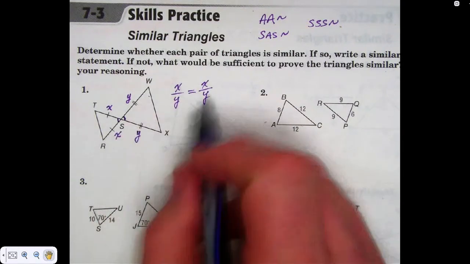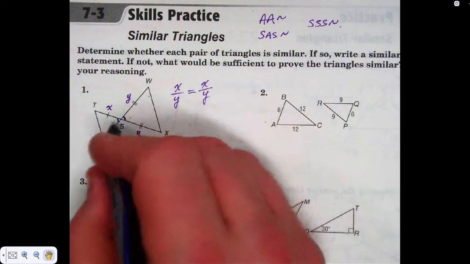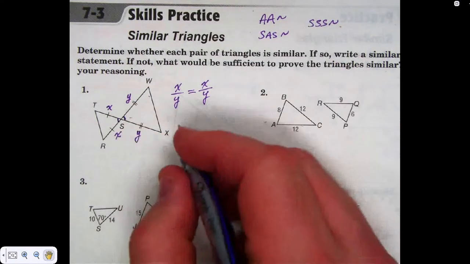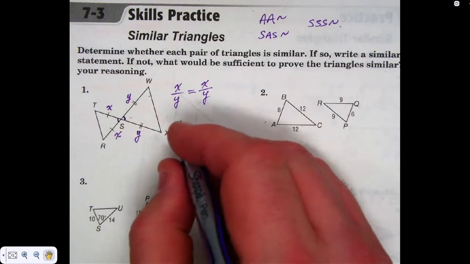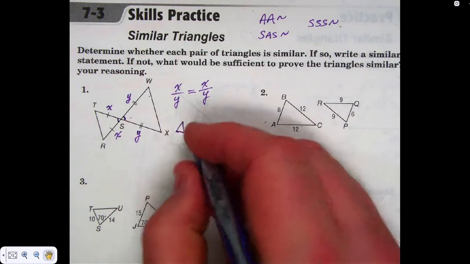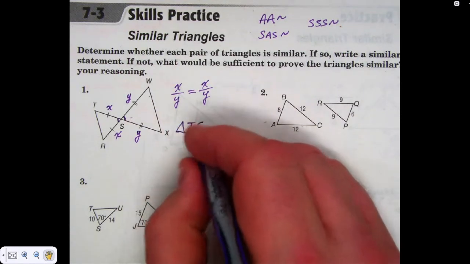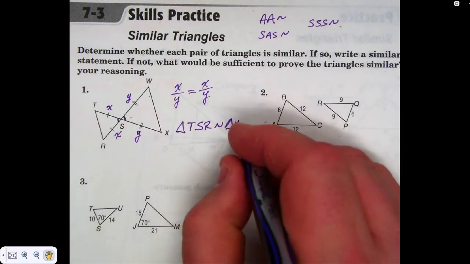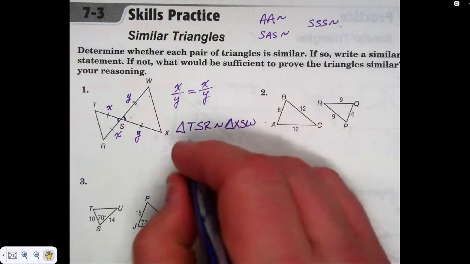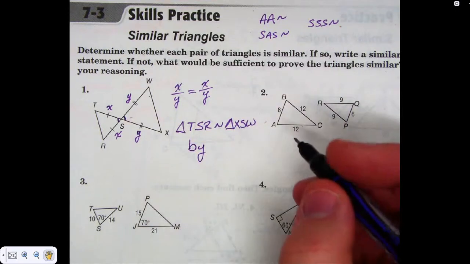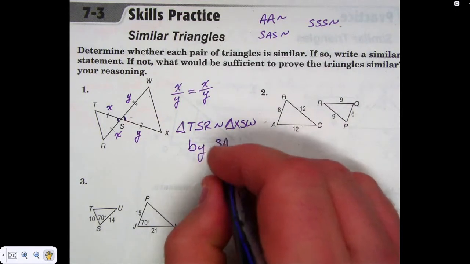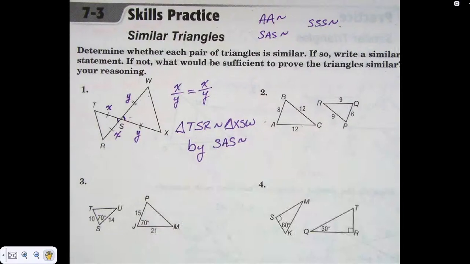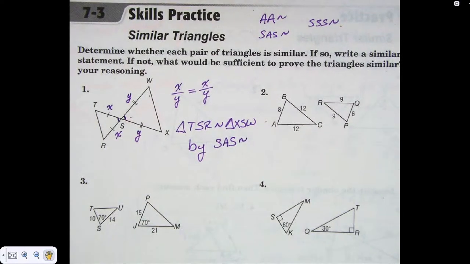Now, right here. So you guys see how these proportions are equal? And then we've got an angle, right? So which one would be, are these two similar? So triangle TSR is similar to triangle XSW by, can you guys tell me which one? Side, angle, side. And it is important that you put the similarity, because if you just put SAS, it's understood to be congruency. And we're not saying they're congruent, are we? We're saying they're similar.